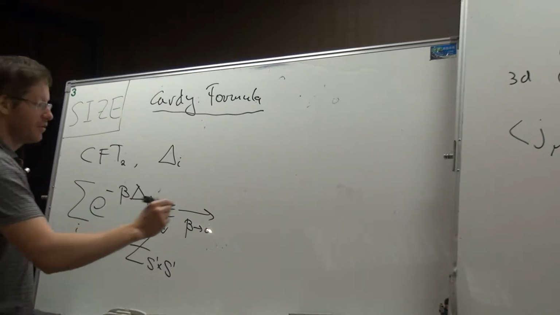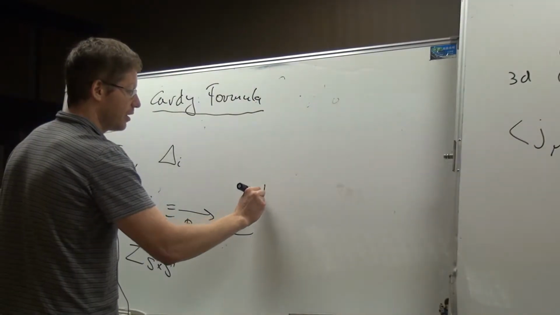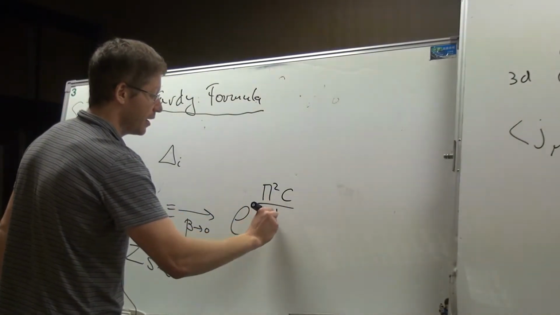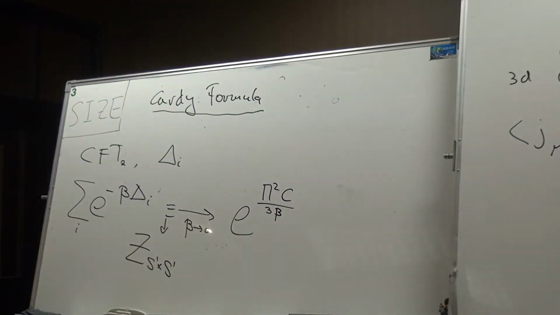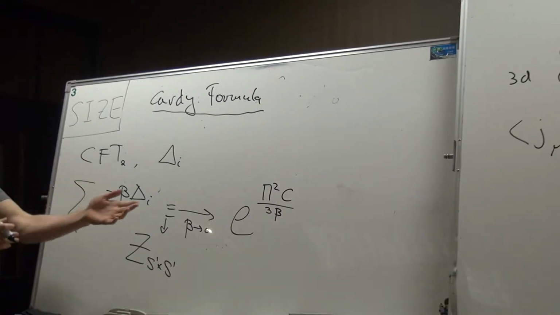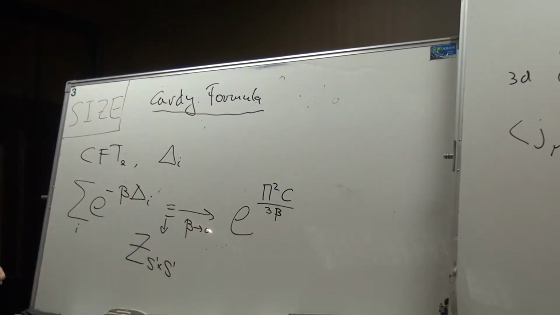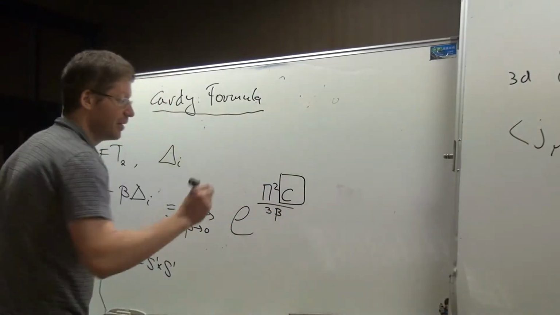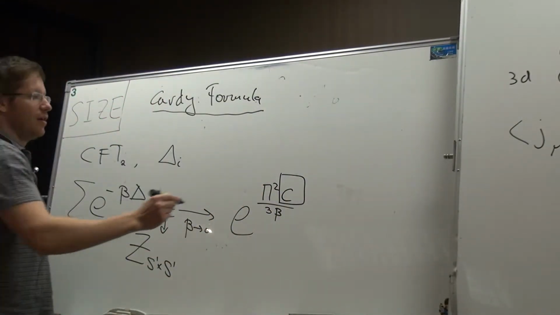So what Cardy found is an exact result, which is something like e to the pi squared times c over 3 beta. Let me just check that I got the coefficients straight. Okay, let's keep to these coefficients. So this is what Cardy found. Two things. One is that the sign here is positive. So when beta goes to 0, there are more and more operators that dominate, and that's reflected by this fact that the exponential grows. And the other thing that's very interesting is that this thing appears. So pi squared and 3 are familiar, and this is the central charge.